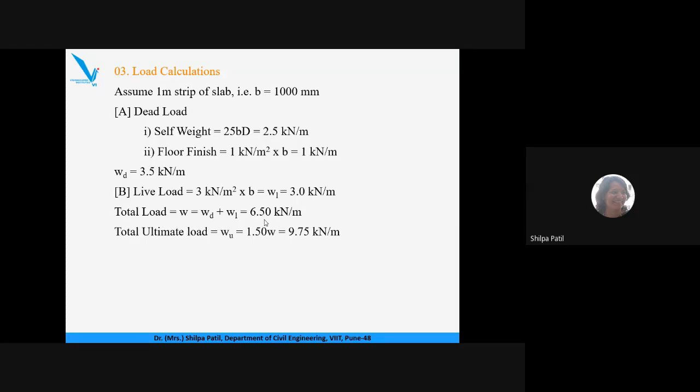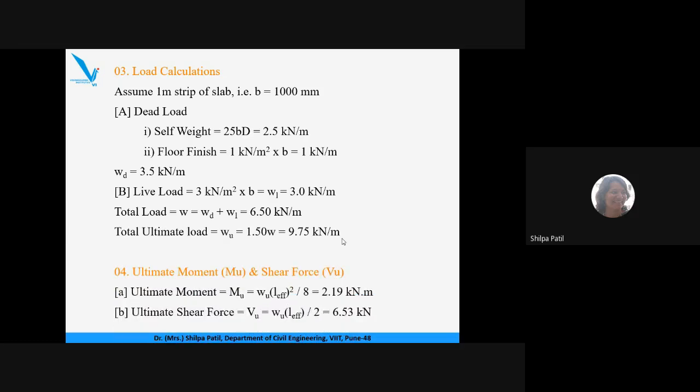So convert it into design load or ultimate load by applying a partial safety factor of 1.5. So it is 9.75 kilonewton per meter. Okay. So the total load acting on this slab is 9.75 kilonewton per meter, for which now in the next step we have to calculate the bending moment and shear force value.